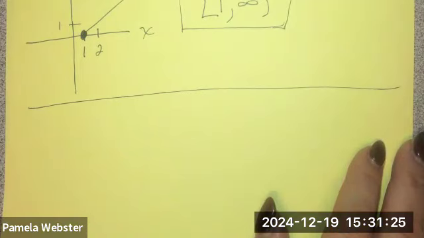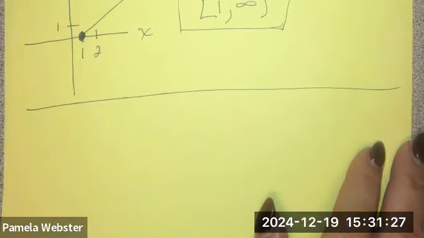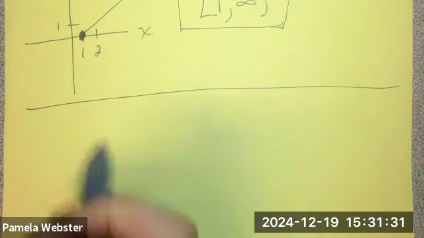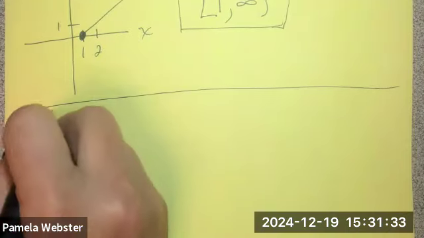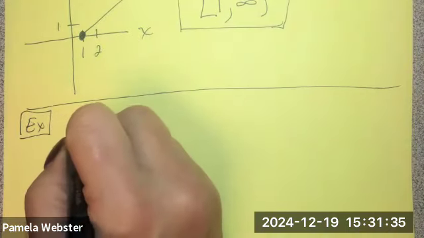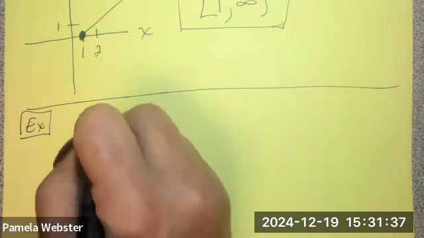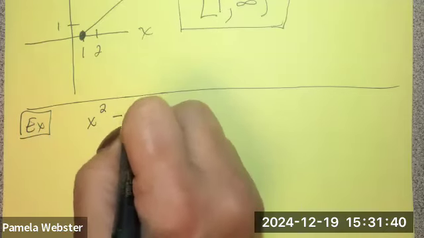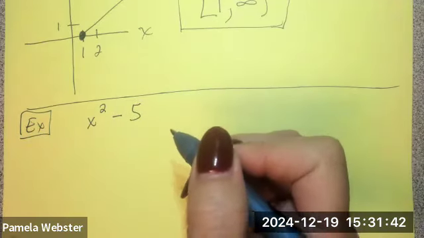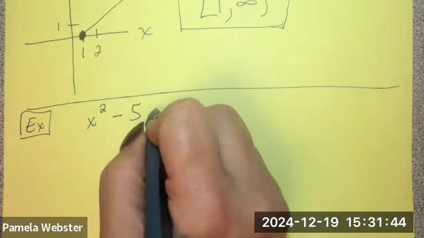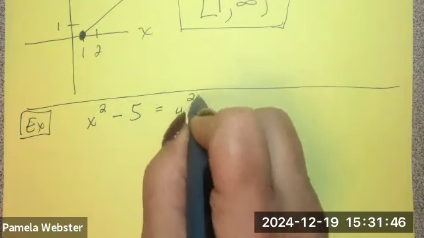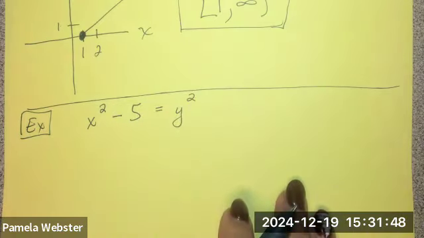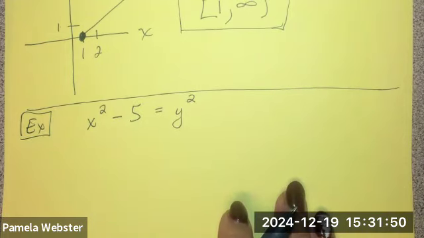Okay. How about a square root guy? So that was dividing by 0. Let's get us an example where we've got a square root. Let's do x squared minus 5 equals y squared. Yeah, those are my bad spots in my domain.